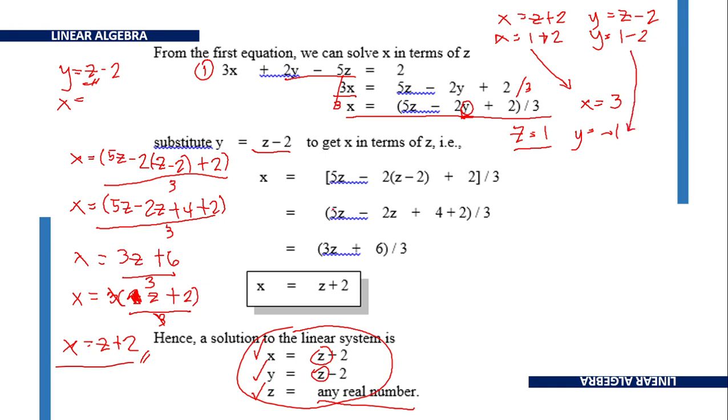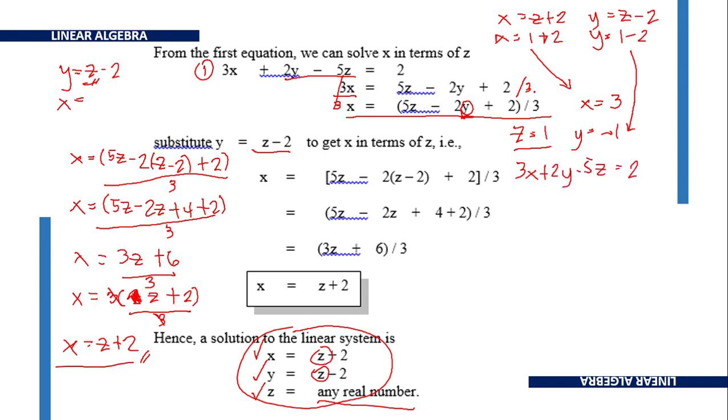Okay, so meron tayong value ng tatlong variables. So we can substitute it dun sa ating mga equations, maalin dun sa dalawa, para makita natin kung tama ba yung mga value ng x dun sa ating given equation. So let's try it. So 3x plus 2y minus 5z is equal to 2.